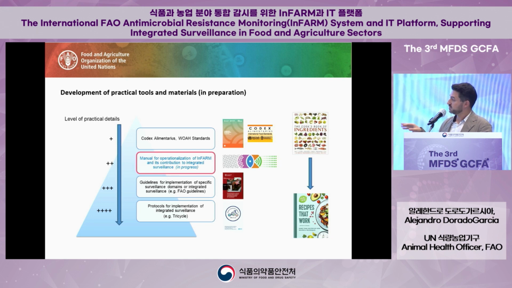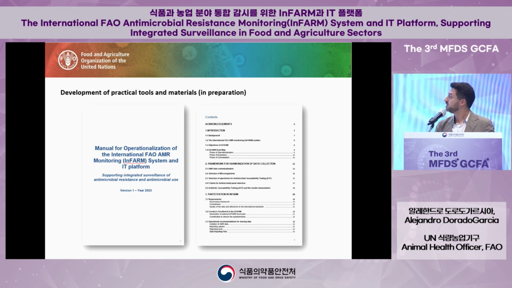Then we also have protocols for implementation of integrated surveillance at a higher level of detail, like the Tricycle protocol from WHO. And in the middle of this, at the level of detail that is between the ingredients, but also between the guidelines, we will have the manual for operationalization of INFARM and how it contributes to integrated surveillance. In this manual that is in preparation, we are including a framework for harmonization of the data collection, framework explaining the different surveillance programs in food and agriculture, giving some recommendations for which interpretation criteria to be used, which antibiotics to be tested for the different bacteria. We are also going to give some of the steps for participation in the INFARM initiative.